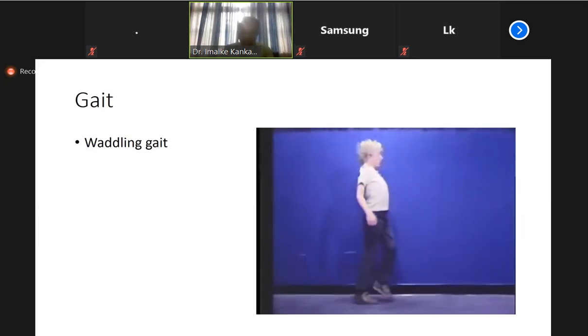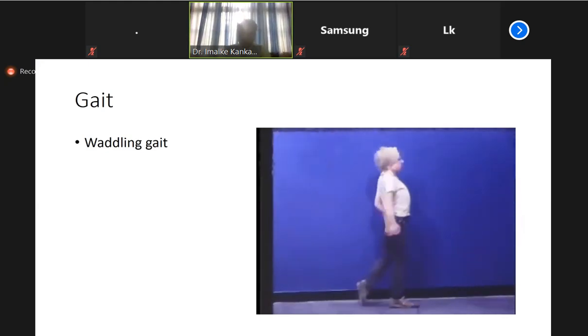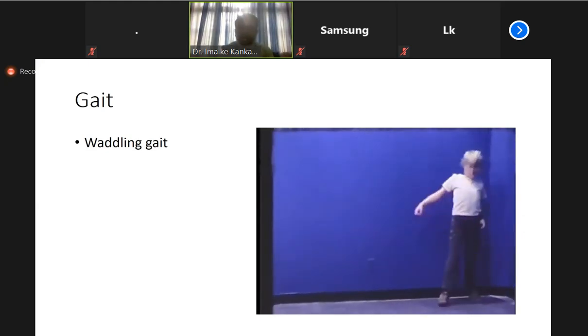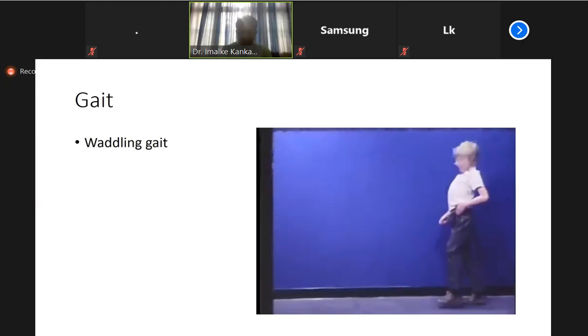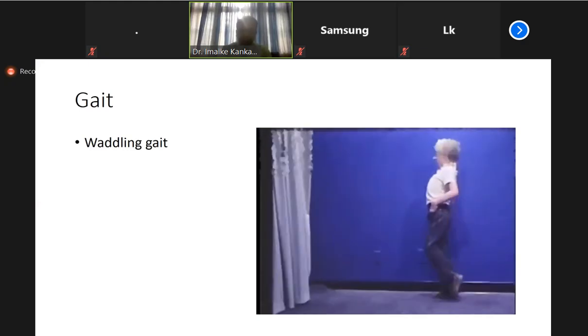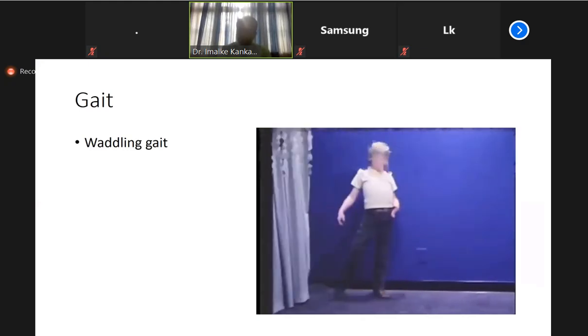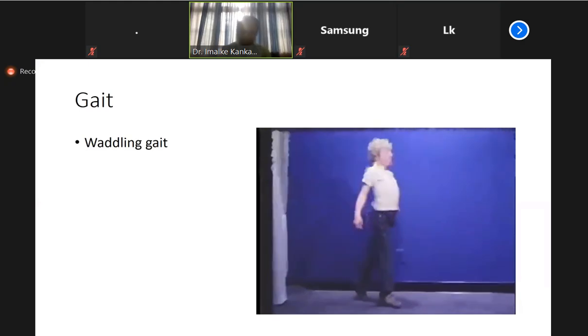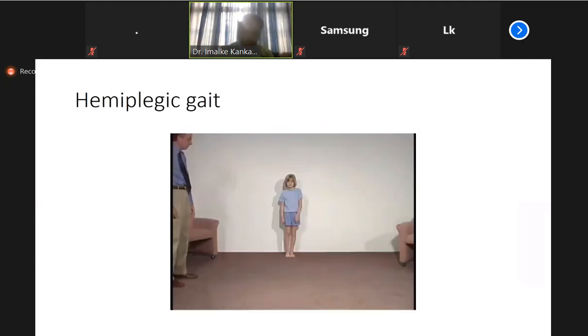What is this gait? I have mentioned it. So it's waddling gait. This is a feature of proximal myopathy. Most common proximal myopathy in children would be Duchenne muscular dystrophy. Okay, this is very important.